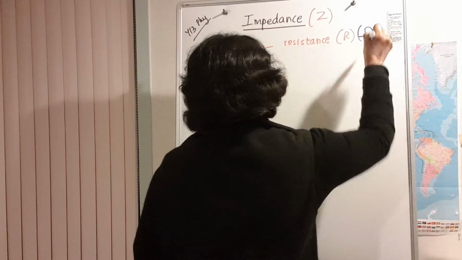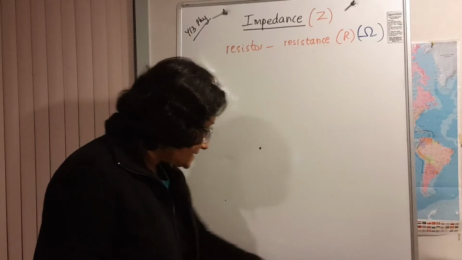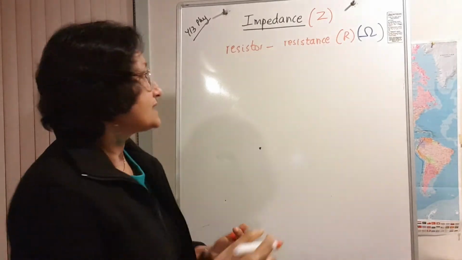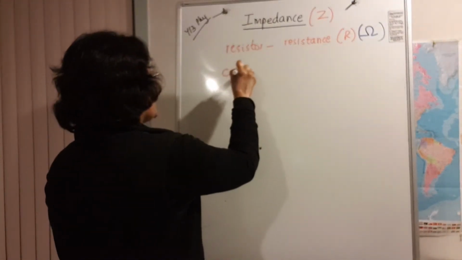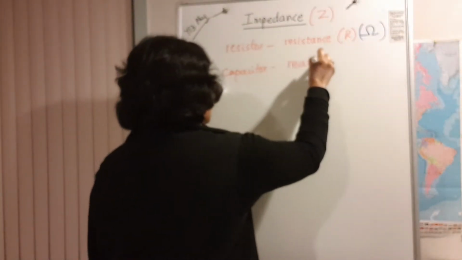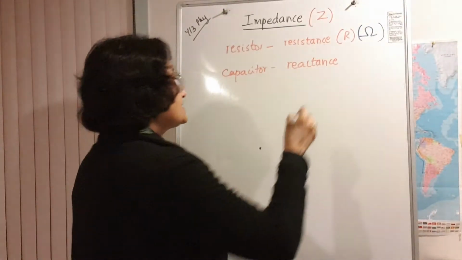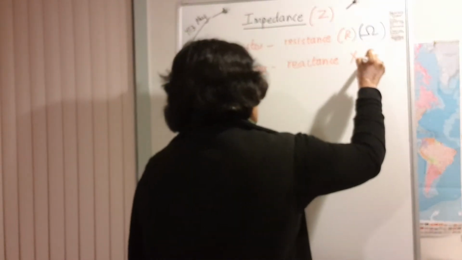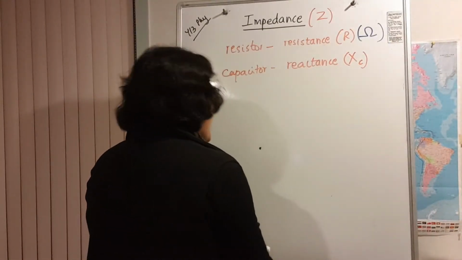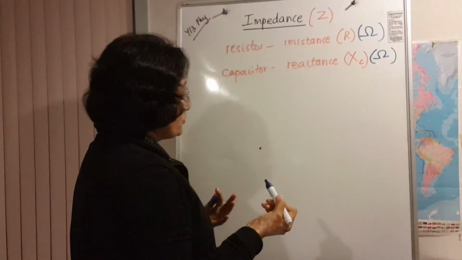Okay. If you have a capacitor, a pure capacitor in a circuit, the capacitor too has a current limiting effect, and this current limiting effect of a capacitor is another new word. The word is reactance. And the symbol for reactance is the letter X. And we put a little C to say that it's the reactance of a capacitor. And because it's a current limiting effect, this is also measured in ohms.